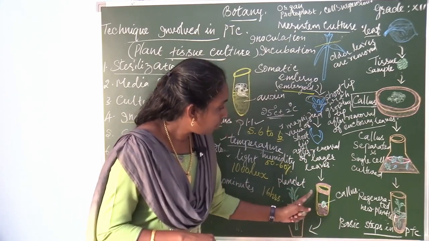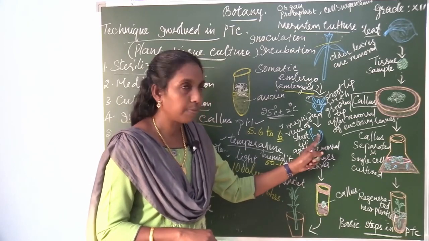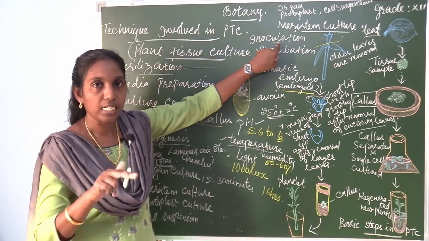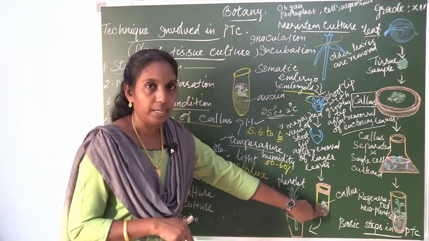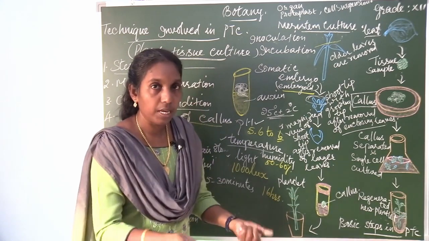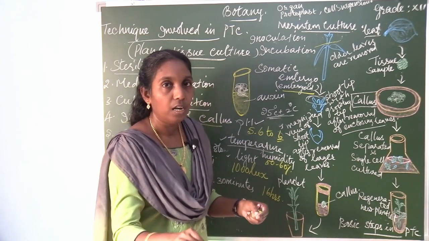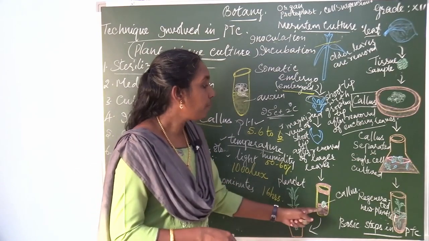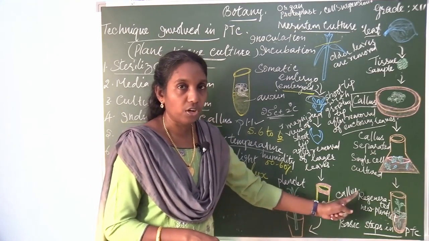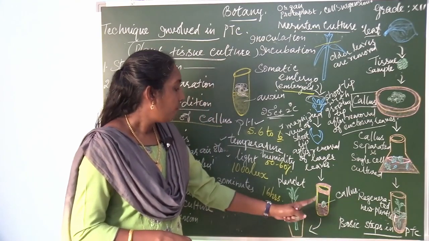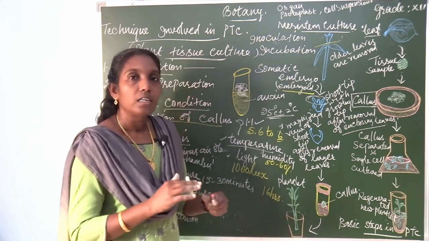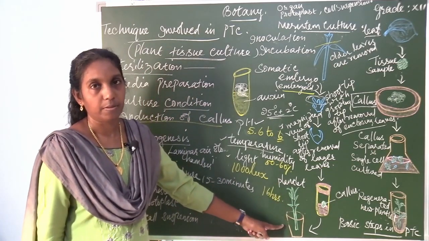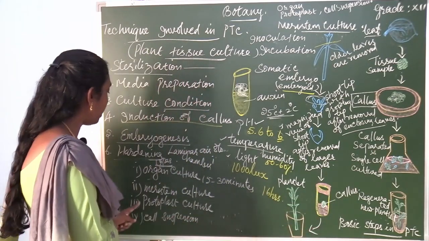Now it is transferred to the culture medium. This is the culture medium. The meristematic tissue is transferred. So the process here is inoculation, transfer of explant to the culture medium. When it is provided to the culture medium, callus is induced, induction of callus. So this is callus formation. Finally, from this callus, embryogenesis, that is organogenesis, and it develops the new plantlet. So a new plantlet is developed under meristem culture.